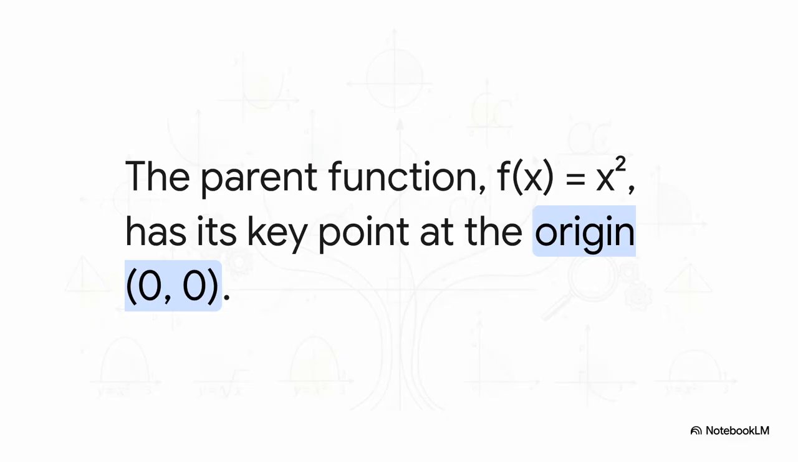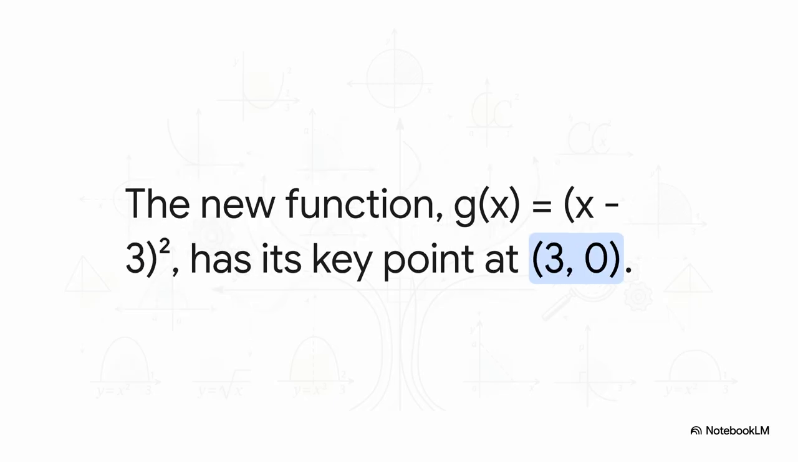So first, let's get our bearings. The graph of our parent function, x squared, is that classic U shape, a parabola. Its most important point, the vertex, is sitting right at the origin, at (0, 0). That's our home base. Now, look what happens to our new function. That minus 3 in the equation didn't change the U shape at all. All it did was pick the entire graph up and move it. That key point isn't at (0, 0) anymore. Now it's over at (3, 0).